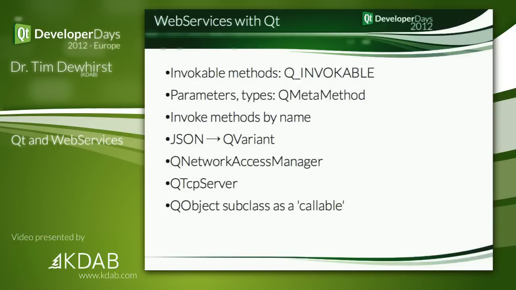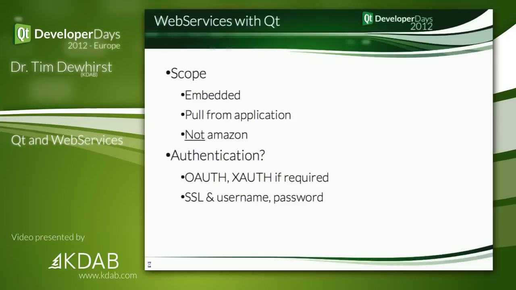We have QNetworkAccessManager, we have QTcpServer. So then the idea is that you take a QObject subclass and make it a callable thing. I already had the card that showed me I have 10 minutes, so I don't have enough time to show you exactly what this code looks like, but if anyone would be interested in seeing what the code looks like for a JSON RPC server that works in exactly this way, come by our stand afterwards and I'll talk to you.